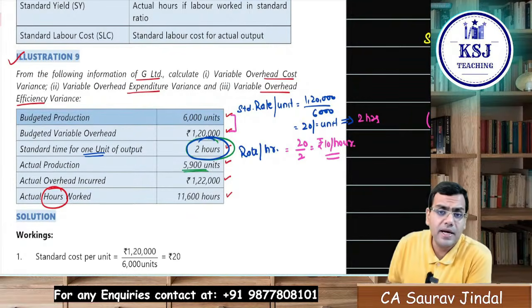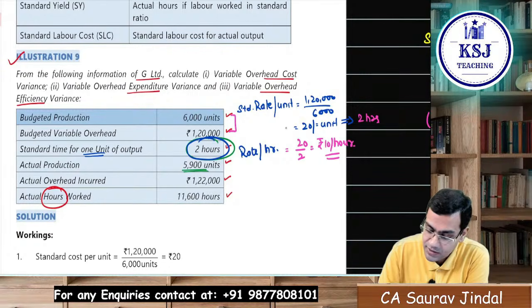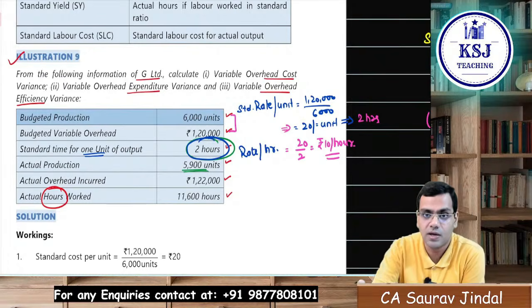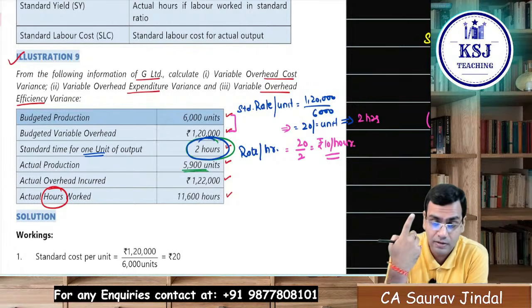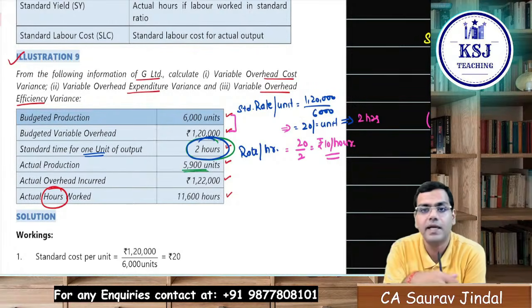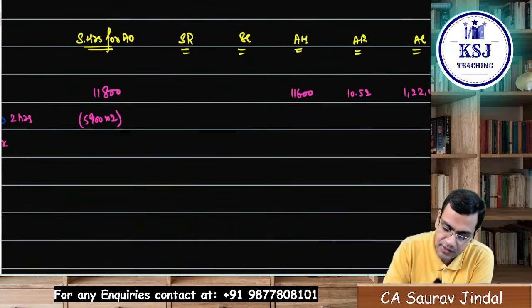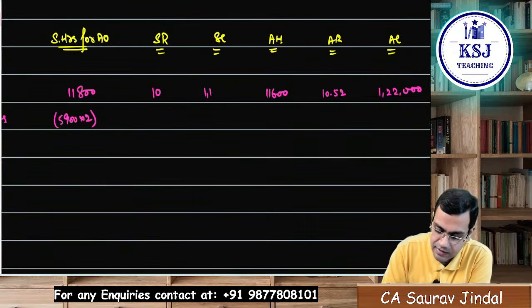The standard rate per unit is calculated first. Then we see that in the making of 1 unit, 2 hours are required. That means this rate is for 2 hours, because this is for 1 unit, and for 1 unit 2 hours are required. So this 20 rupees is for 2 hours. What I need is the rate per hour, that will be 10 rupees per hour. So the standard rate here is 10 rupees per hour, that is 1,18,000.